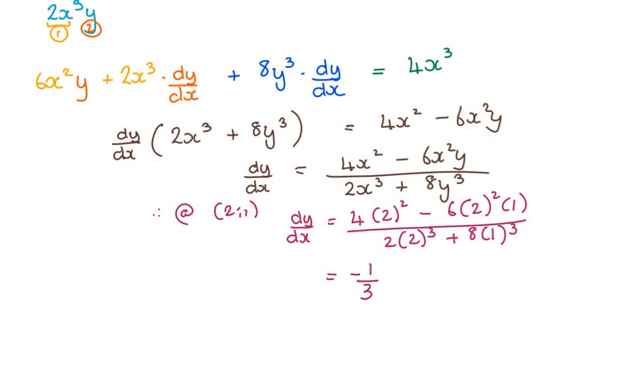So that's the gradient of the graph at this point, which means the tangent would be the same as this point. But that means the gradient of the normal, and don't forget we just used the trick.